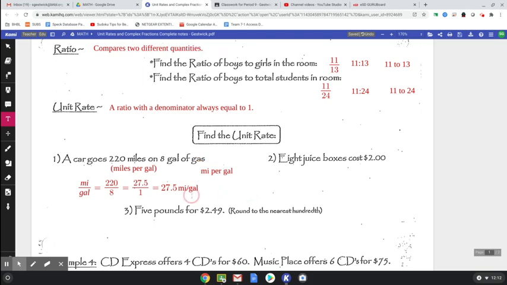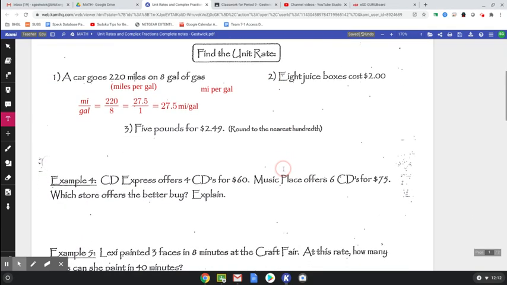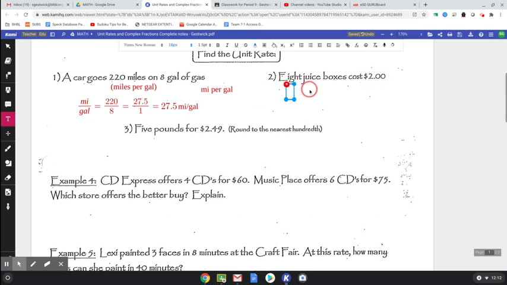Okay? All right, good. So now number 2, 8 juice boxes cost $2. Now, whenever cost is involved, you really want to figure out how much it costs per whatever you're doing. So we're going to figure out dollars per juice box. All right, so let's set this up here. It's $2 for every 8 juice boxes.